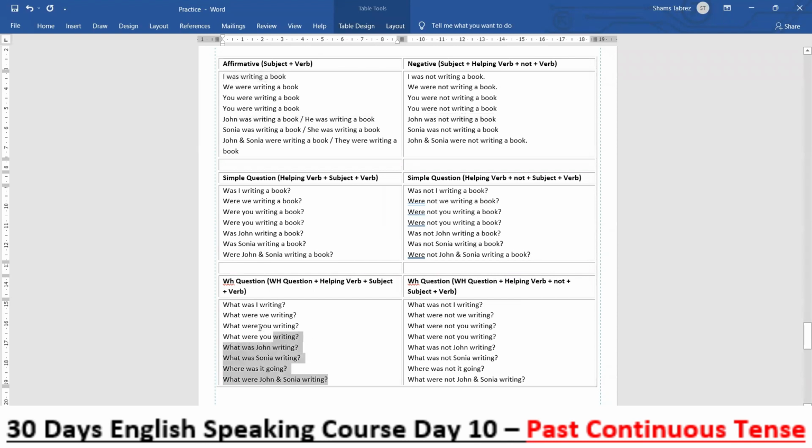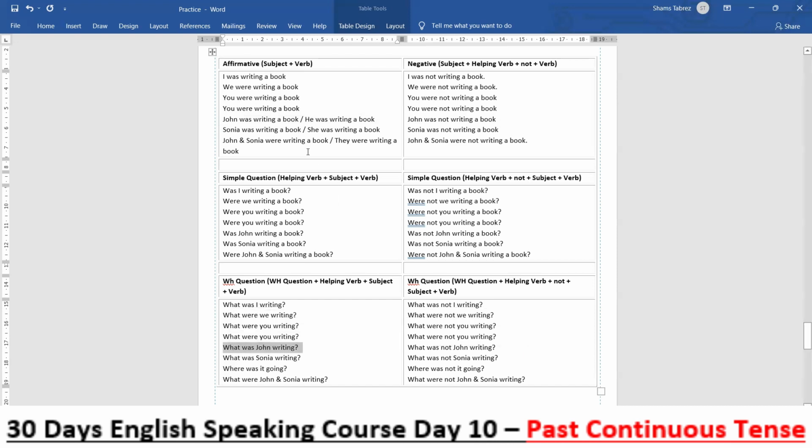This is how you need to distinguish how to answer the questions. If your question is a WH question, then your answer will be affirmative. And if it is a simple question, then your answer may be affirmative or negative. If it is affirmative, then it starts with yes. If your answer is negative, then it starts with no. Okay, now let's say, what was John writing? John was writing a book. Right. So instead of writing, I can ask, what was John doing?